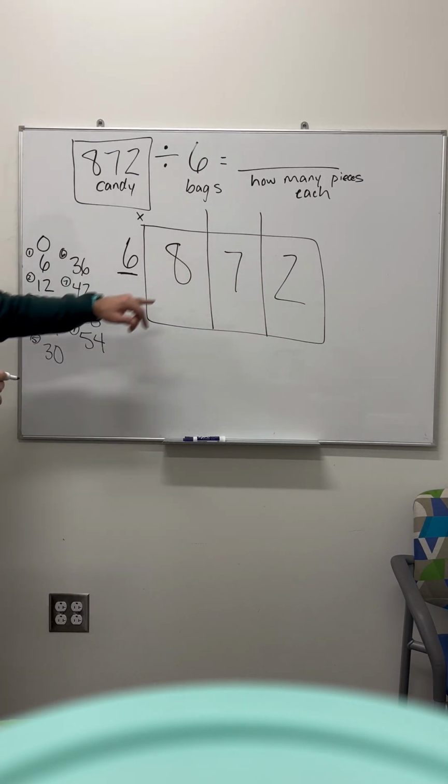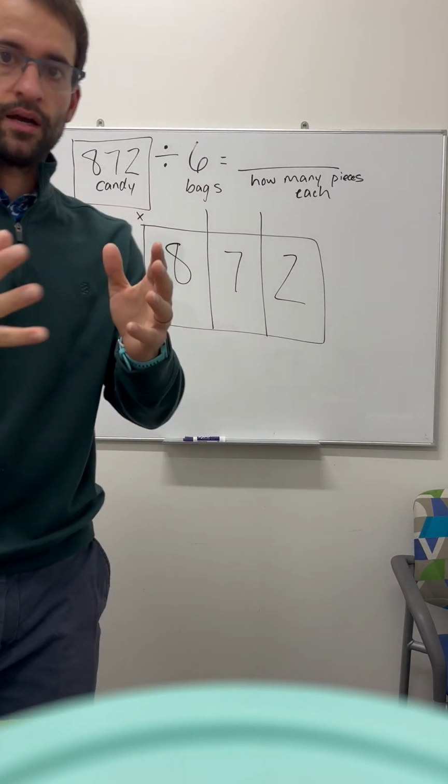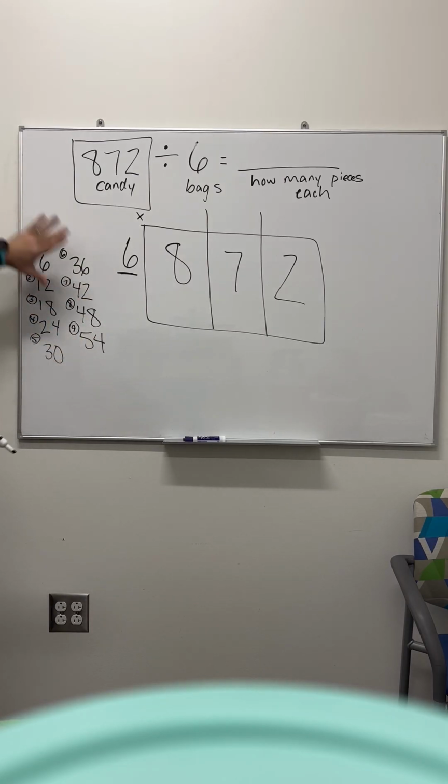So the first thing I'm going to focus on is just the 8. I want you to look at the 8 and focus on the 800s. Figure out which of these skip counts is the closest to 8 without going over. It must be closest without going over. So let's look and see. 0, kind of close. 6, that's really close. 12 goes over, so it can't be this one. So I have to pick the one that's closest, which is 6.